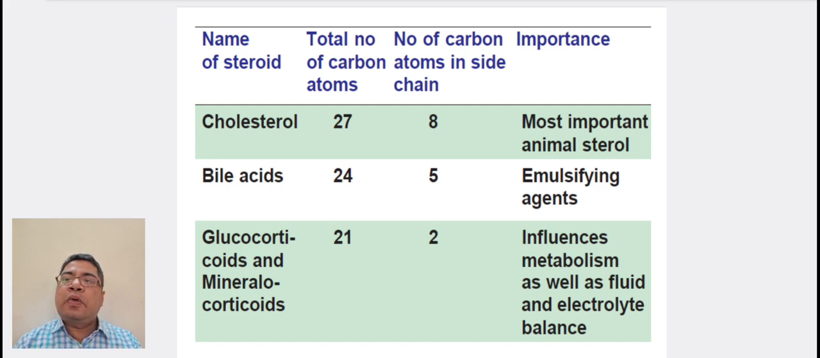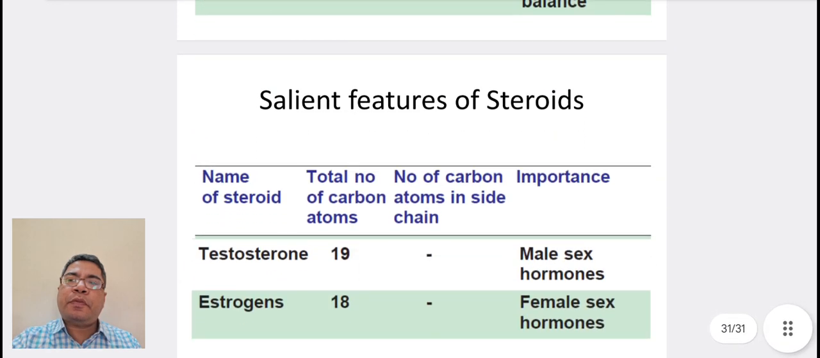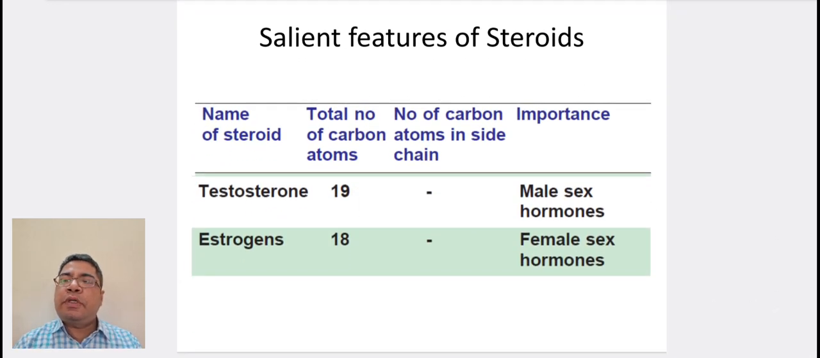Then third is glucocorticoids and mineralocorticoids. Total number of carbon atoms is 21. Number of carbon atoms in side chain is 2, and its importance is that it influences metabolism as well as fluid and electrolyte balance. Number 4 is testosterone. Total number of carbon atoms is 19, and its importance is that it is a male sex hormone. Estrogen. Total number of carbon atoms is 18, and its importance is that it is a female sex hormone.